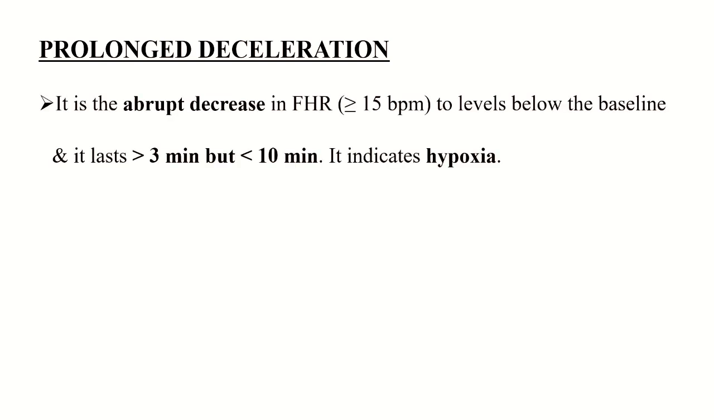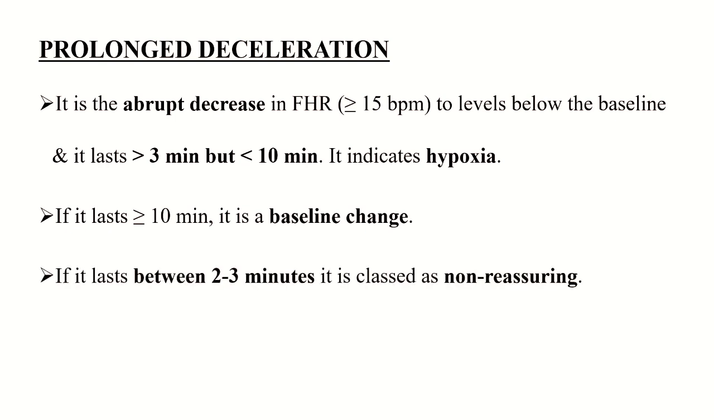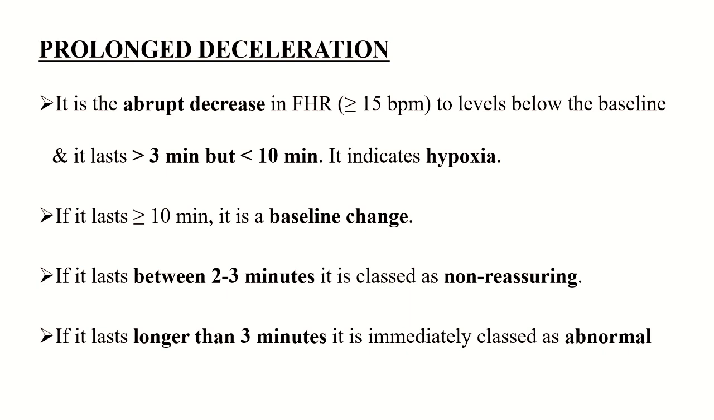So if there is a decrease in the FHR value for more than 15 beats per minute for a time period of more than 3 minutes but less than 10 minutes, it is considered to be a prolonged deceleration, and this indicates fetal hypoxia. But if the deceleration is extending for more than 10 minutes, then it is considered as a change in baseline FHR. Deceleration lasting for 2 to 3 minutes is classified as a non-reassuring condition, whereas if it lasts for more than 3 minutes, it is considered as an abnormal finding.